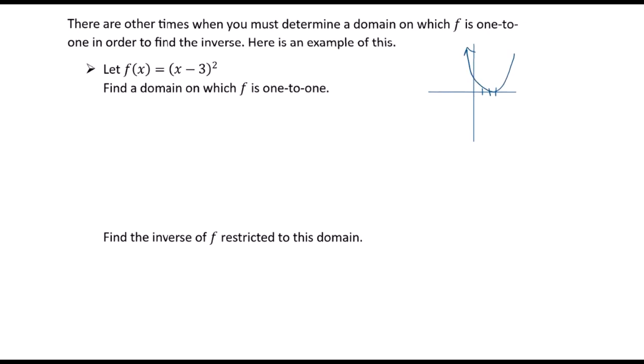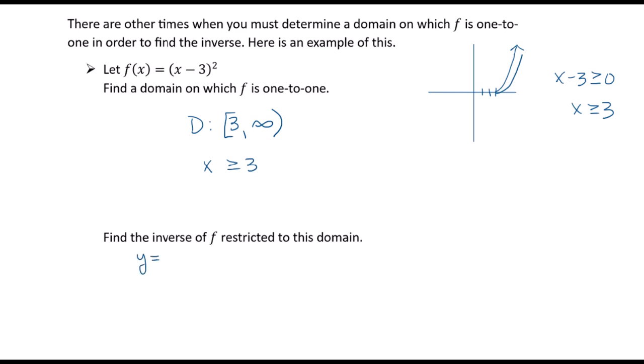If we want to include as much of the range as possible, then we are going to include from 3 on. In other words, we want x minus 3 to be greater than or equal to 0, and we get x is greater than or equal to 3 for us to get the right domain that's 1 to 1. So our domain is from 3 to positive infinity, or x is greater than or equal to 3. Now let's find the inverse of f that's restricted to this domain.